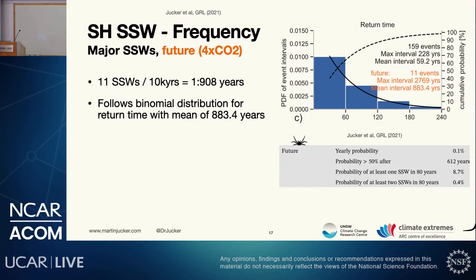So we find a mean interval of one southern warming every 883 years. And the maximum interval was 2,769 years. So at one point in the model run, you had to wait more than 2,700 years for the next southern warming to happen in the future scenario. So we can compute the same things again. How long do we have to wait until it's more likely to have one than not? 612 years. And now we took the 80 years, because that's from 2020 to the end of the century. So the probability to observe another major southern warming in the Southern Hemisphere from now to the end of the century would be just under 9%, and two more is really, really tiny.